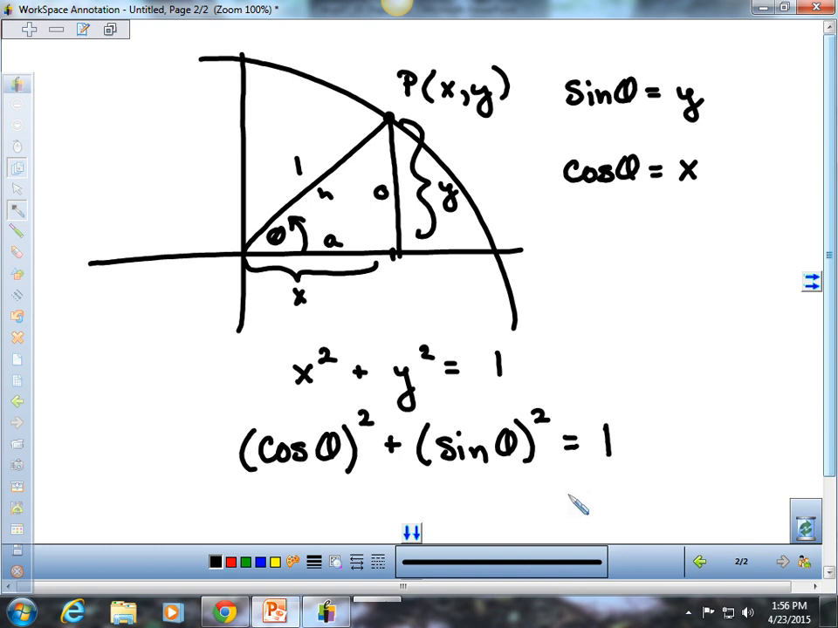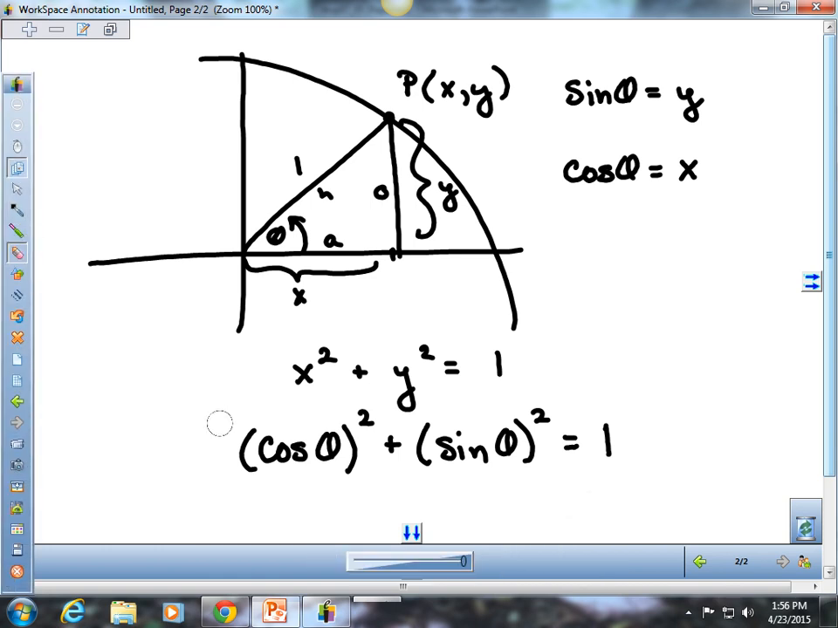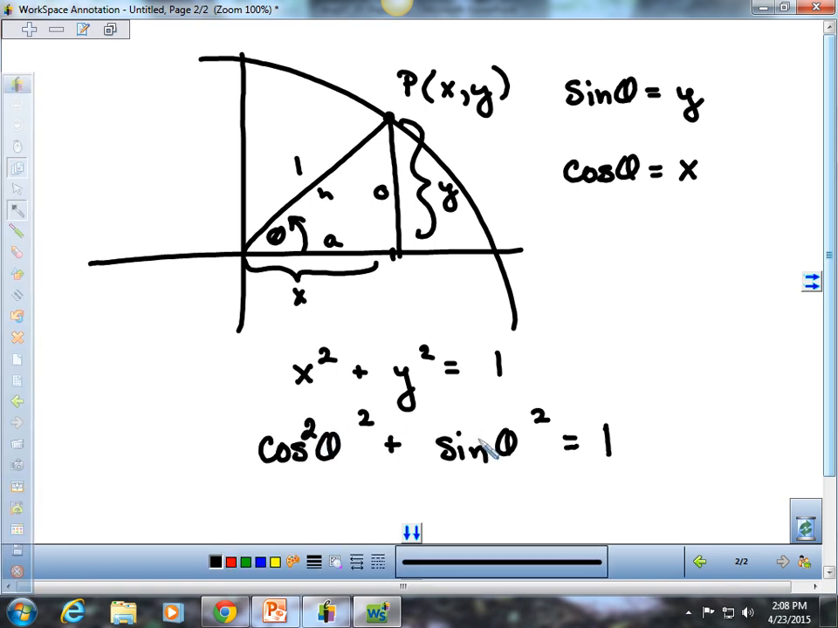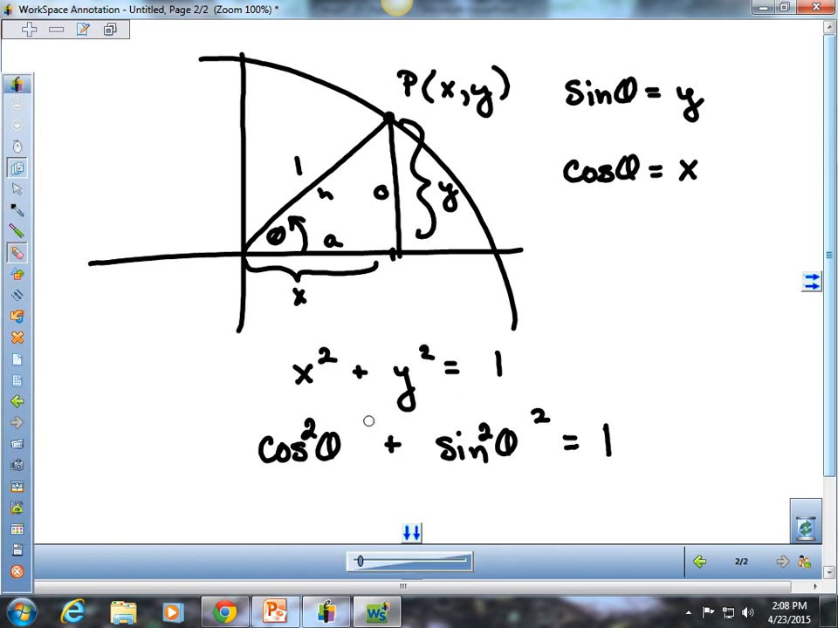Okay, well, we have a mathematics shorthand for squaring sine theta and cosine theta. What do we call it when we square cosine theta? We call it cosine squared theta. But, folks, you've got to make sure that you understand the notation here. Are we squaring the angle, or are we squaring the function value? The function value, right? We're not squaring the angle. We're squaring the function value. We're going to take the cosine of theta and square it.